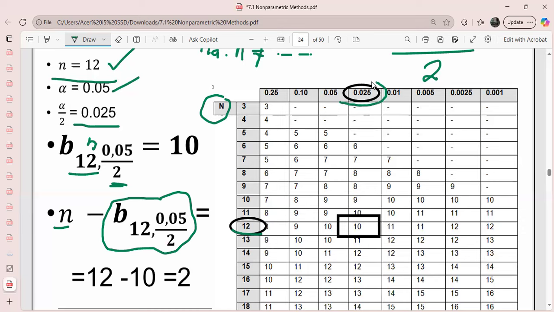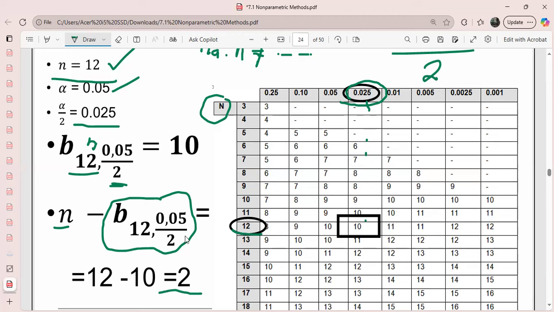Now, because it's a two-tailed or two-sided test, we take 0.05 divided by 2, and then you get 0.025. You just go to this side, 12 corresponds here, and you'll get 10. This whole thing now is 10. Therefore, it's going to be 12 minus 10. You get 2. That's how you get this whole thing here.